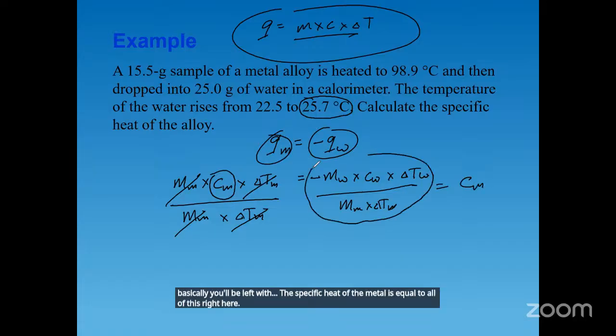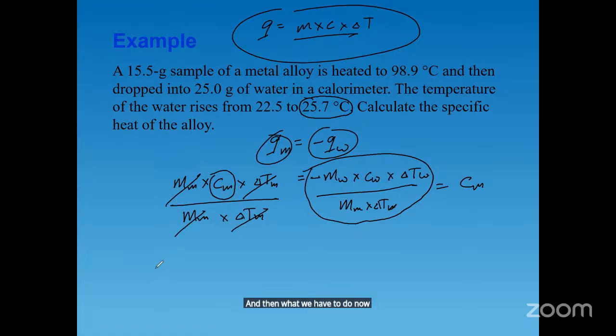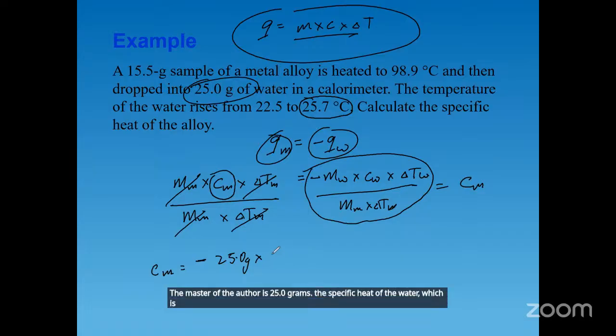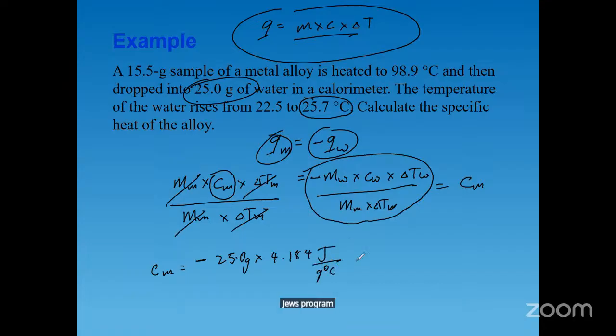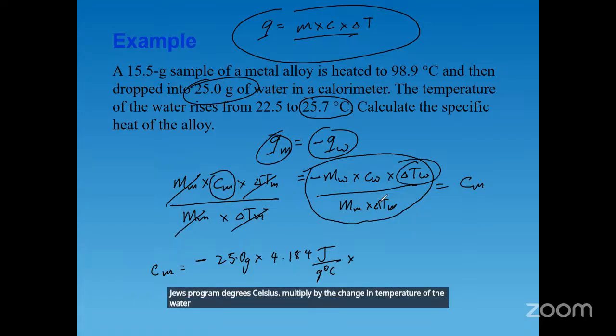And then what we have to do now to find the actual value of the specific heat of the metal is to plug the numbers in, right? Starting off with the mass of the water. According to the question, the mass of the water is 25.0 grams times the specific heat of the water, which is, again, going to be given to you, 4.184 joules per gram degrees Celsius, multiplied by the change in temperature of the water. Now, what's the change in temperature of the water?